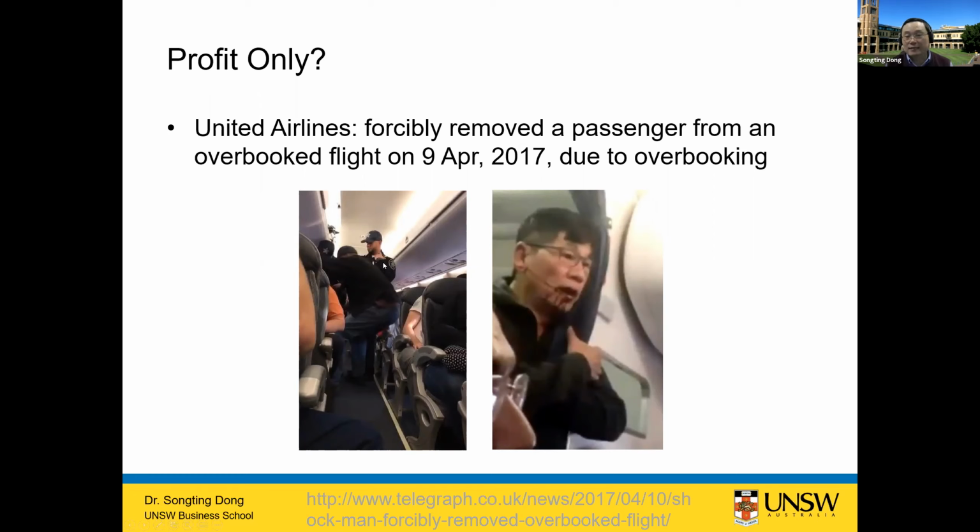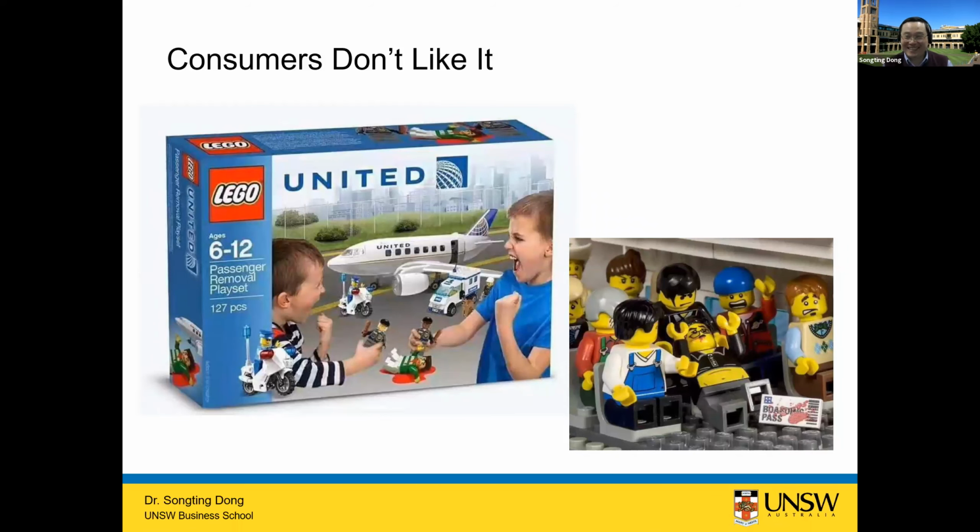On that day, they overbooked. It's United Airlines, though all the airlines use very similar systems. They overbooked and forcefully removed passengers. This doctor was not willing to get off the plane because he needed to see a patient the next day. But he was randomly selected to be removed from the plane. He did not want to, and they beat him up. That is considered very unfair to consumers, and consumers do react.